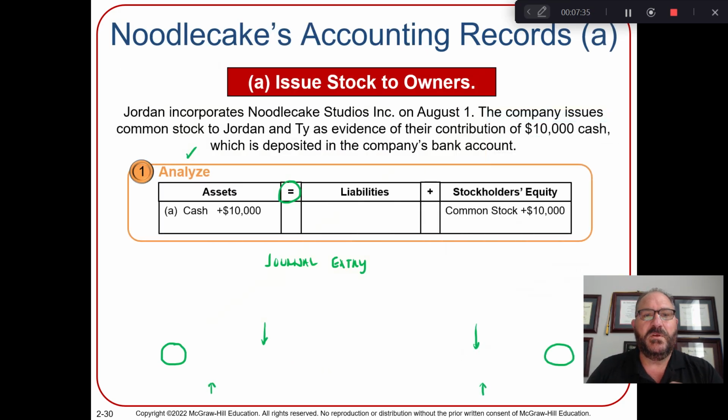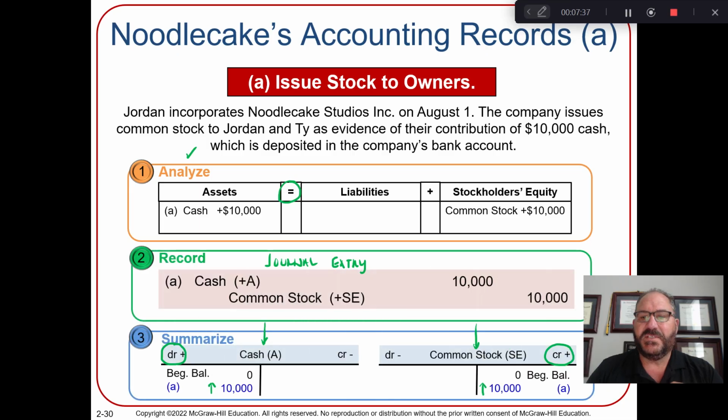Okay? So now, let's take a look. So if you go here, we're going to go back. We're going back through those transactions. This is that first one. There's the analysis where we got the $10,000 for the stock, right? $10,000 in common stock. That's when you analyze it.